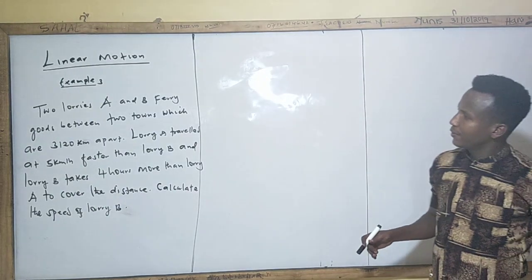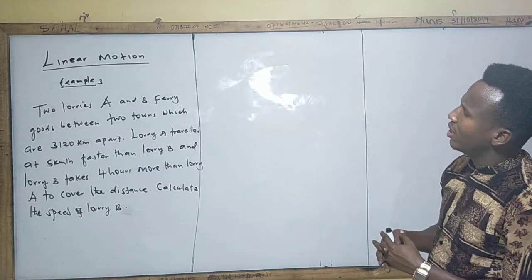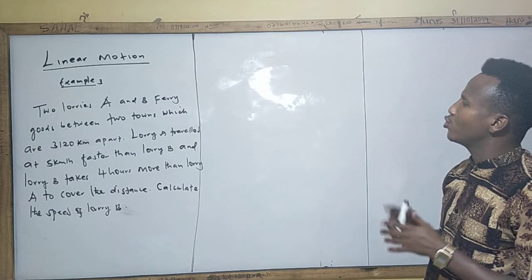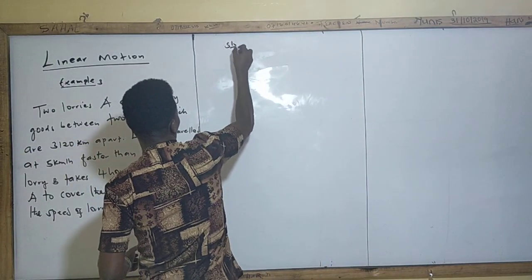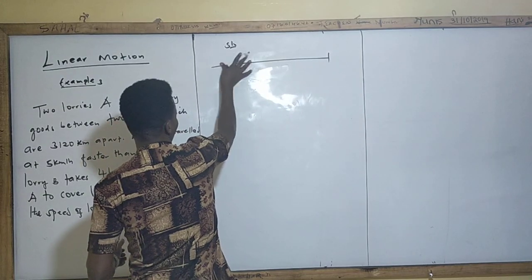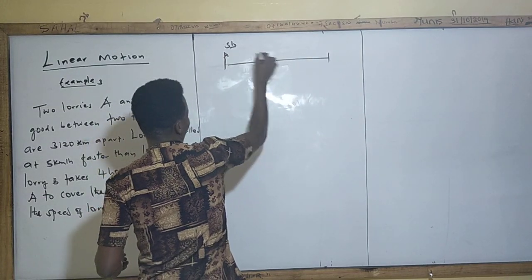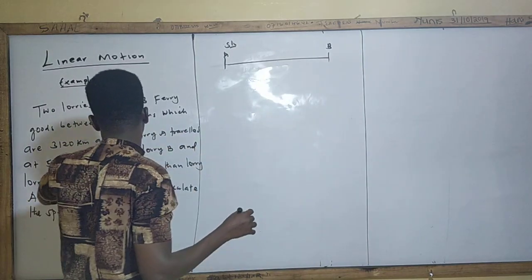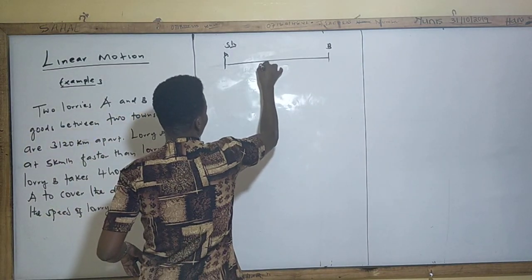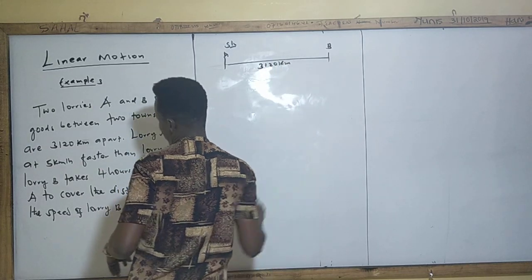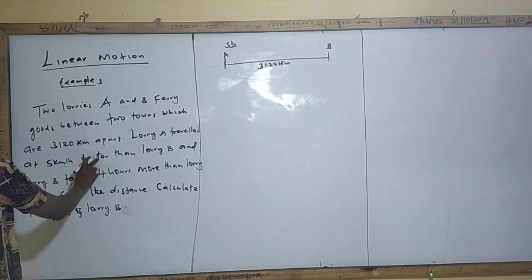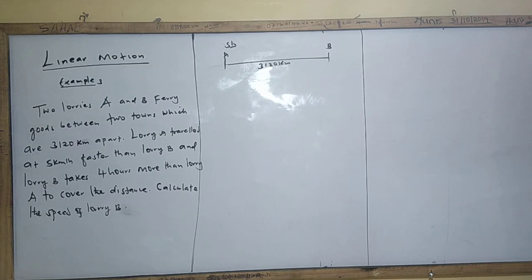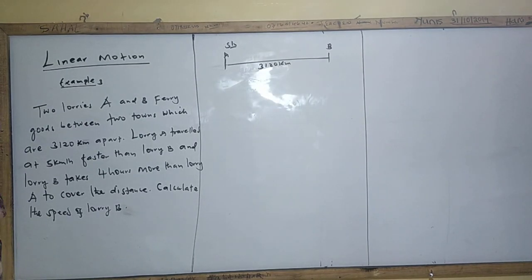Now let's see. Are they coming from different directions, these two lorries? You are told two lorries A and B carry goods between two towns. Let's come to the solution. Let's say these are A and B. We are told the distance between them is 120 kilometers, okay? Lorry A travels faster than lorry B; faster than and more than are the same in mathematics. So lorry A has more speed than lorry B.